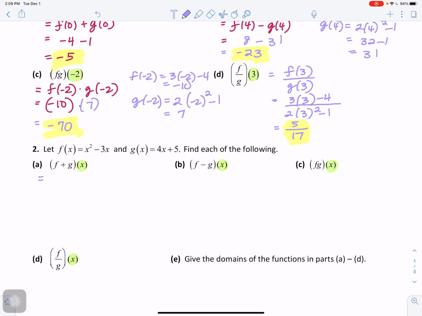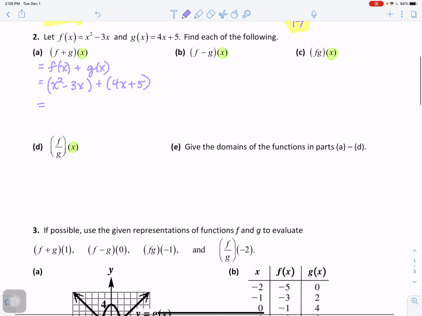F plus g of x is equal to f of x plus g of x. That's equal to x squared minus 3x. I'm going to add that to 4x plus 5. No need for parentheses. So we just have x squared minus 3x plus 4x plus 5. I can combine those terms, x squared plus x plus 5.